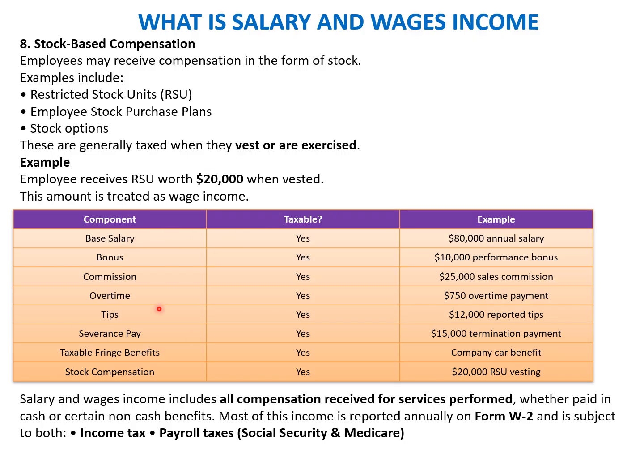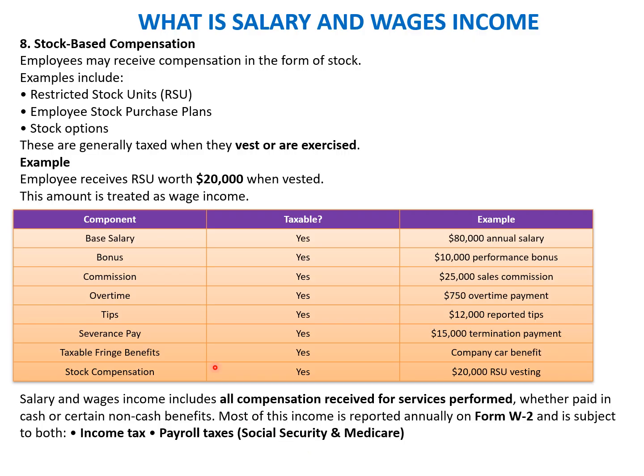So we have created a table here. Base salary is taxable, bonus is taxable, commission is taxable, overtime is taxable, tips are taxable, severance pay is taxable, taxable fringe benefits are obviously taxable, and then the stock compensation. So salary and wages income includes all compensation received for services performed, whether paid in cash or certain non-cash benefits, which include fringe benefits. Most of this income is reported annually on Form W-2 and is subject to both income tax and payroll taxes. And we are going to talk about these in the upcoming slides.